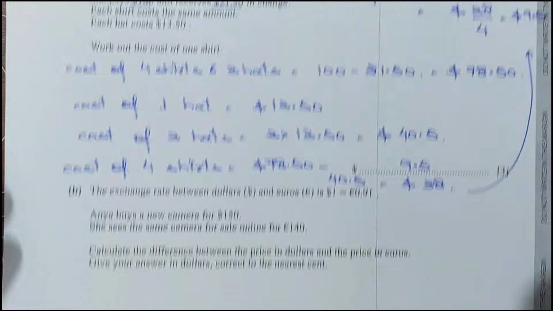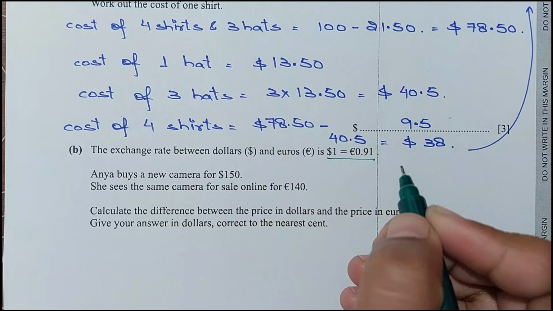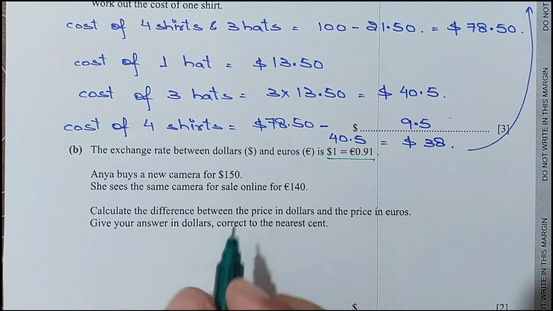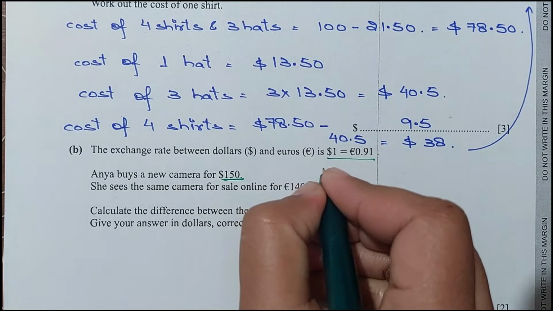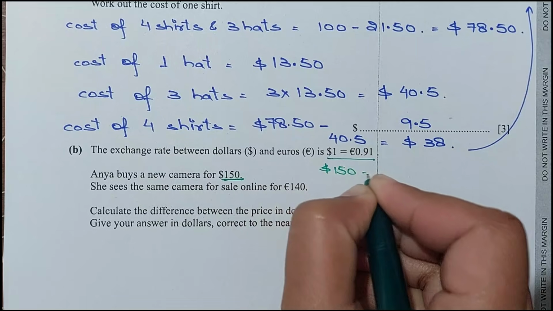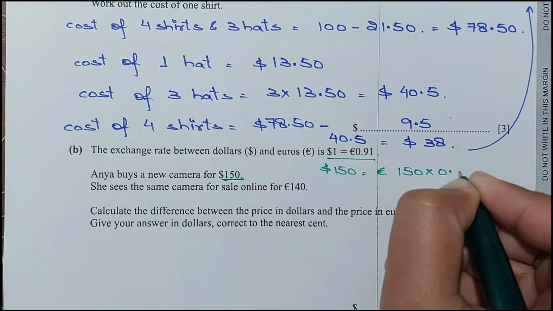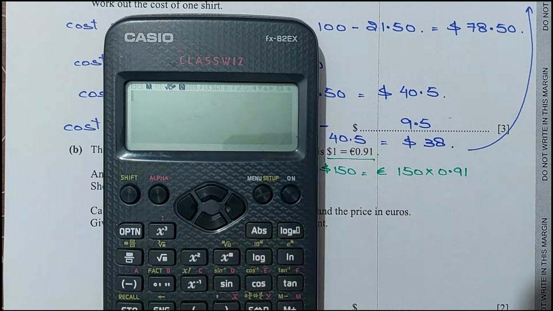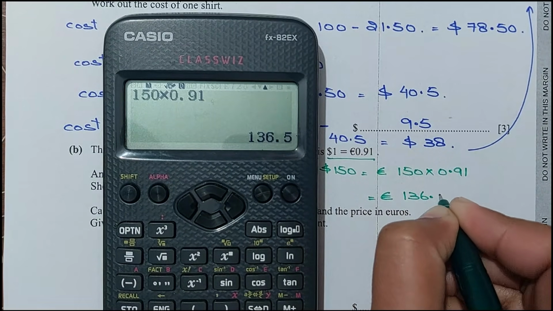All right. Now for part B, the exchange rate between the dollars and the euros is given. Anya buys a new camera for this many dollars. Let's convert the dollars into euros. If $1 is this much, then what is $150 in euros? It is 150 times 0.91. In euros this is 136.5.